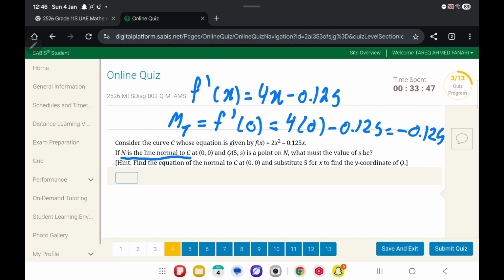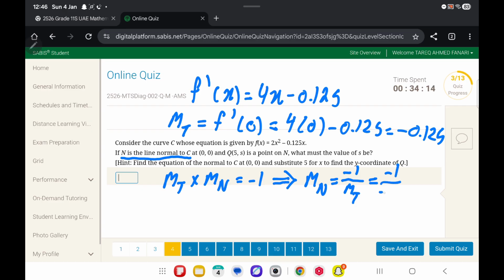Now, you should remember the slope of the tangent times the slope of the normal makes -1. So what does that mean? This means that the slope of the normal is negative 1 over the slope of the tangent. We call this the negative reciprocal. So essentially, you're taking the number, flipping it, putting 1 over that number and adding the negative sign. So negative 1 over negative 0.125 will give me 8. That's the slope of the normal.